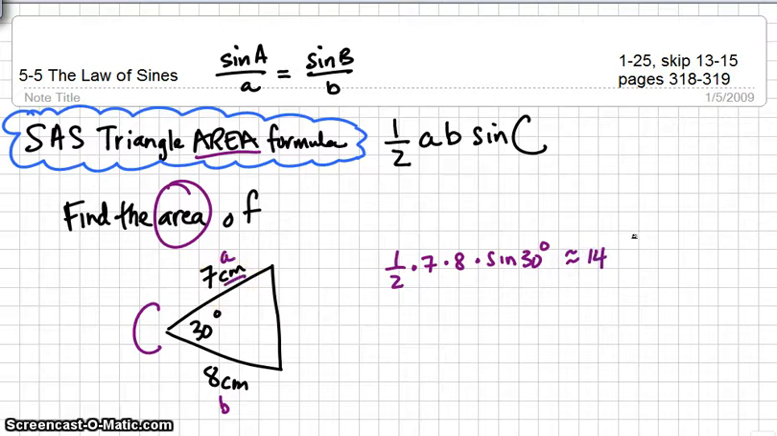Since these are labeled in centimeters, we would say centimeters squared. Whenever you're working with area, it's labeled with a square. So if you see a question that asks you about area, most likely it'll be an SAS situation, and this will be the formula that you use. You do need to memorize it: 1/2 AB times the sine of C. There is no SAS triangle area formula for cosine, you'll only use sine.